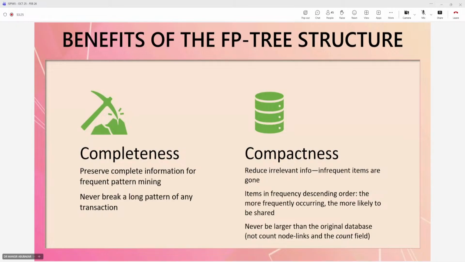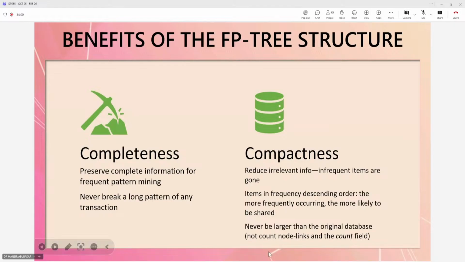And then when we talk about the compactness, that is, it reduces the irrelevant information, infrequent items are gone. Any irrelevant item, this is why we say, okay, now it's less than the support count, then it will go completely. Then items in frequency descending order: the more frequently occurring, the more likely to be shared, so that instead of creating more nodes, it's just incrementing the count so that they share the common prefix actually. So it will never be larger than the original database.